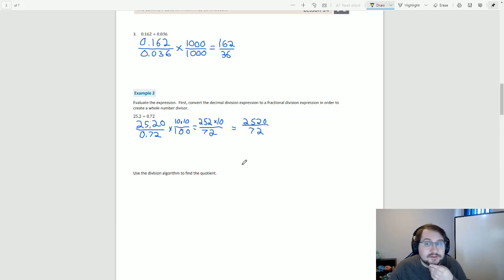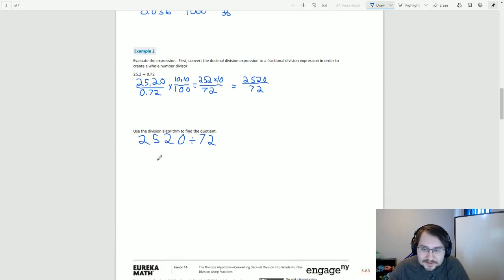So now I have 2,520 divided by 72. Well, now we can actually divide. I'm going to change this back to an actual division problem now. I've got 2,520 divided by 72. Now that's a little bit of a tricky-ish problem for us to solve. So we're going to have to use a little bit of long division to help us out.